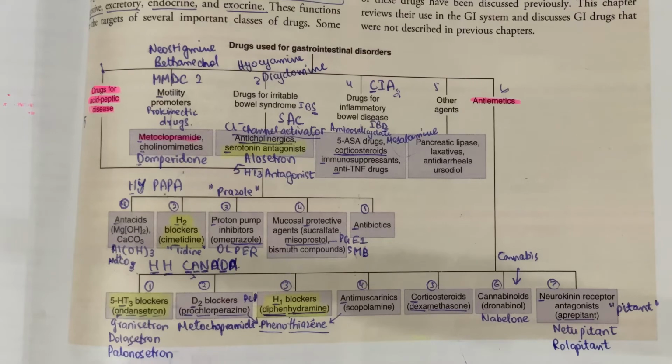Okay. We have 7 groups of drugs. 5-HT3 receptor blockers, which include ondansetron, granisetron, palonosetron, dolasetron. Then H1 receptor blockers, that is diphenhydramine. Then corticosteroids, dexamethasone. Then cannabinoids, that includes cannabis, nabilone, and dronabinol. And we have A for antimuscarinics, which include scopolamine and phenothiazines; neurokinin receptor antagonists, aprepitant, netupitant, rolapitant. And then we have D2 receptor blockers, which is prochlorperazine. These are the antiemetic drugs.